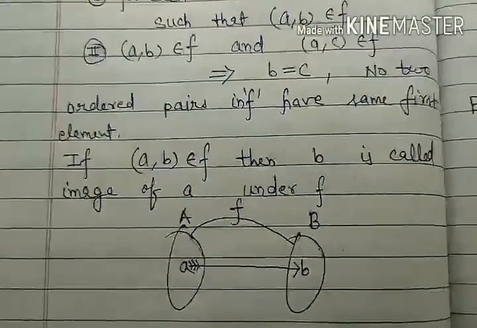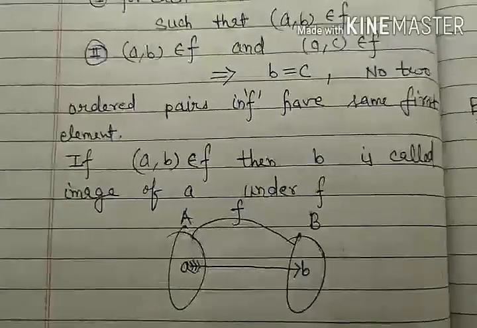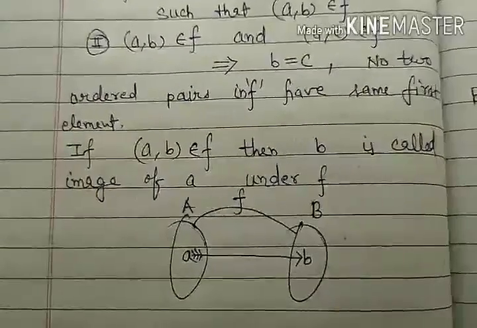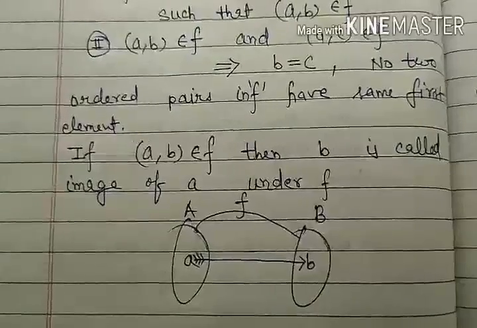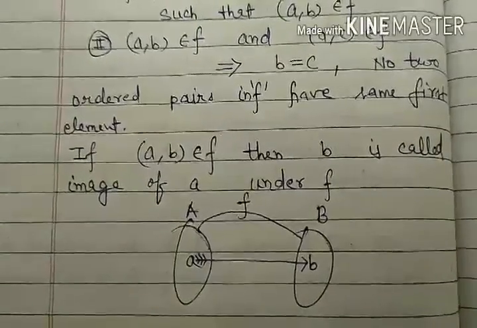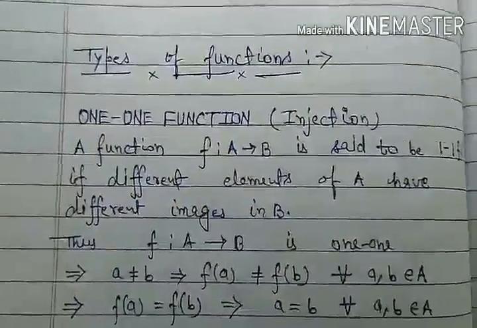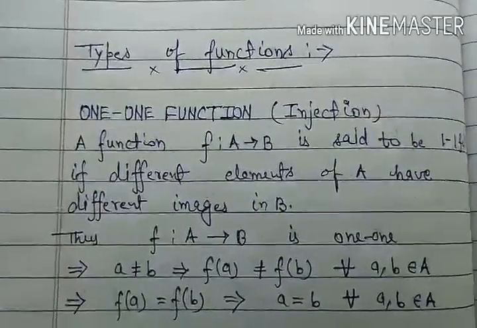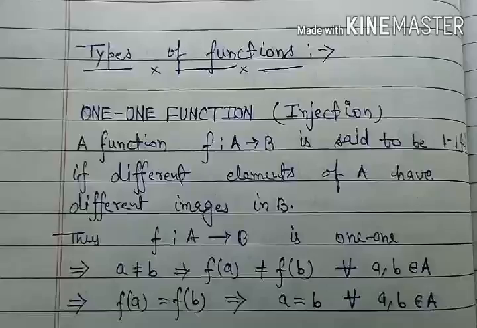If (a, b) belongs to f, then b is called the image of a under f. In this figure, you can see what we studied in class 11th. Now, types of functions. One-one function. We call it injection also.